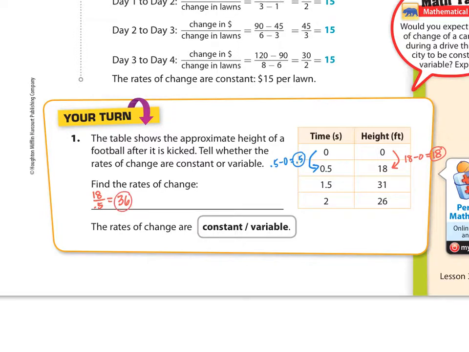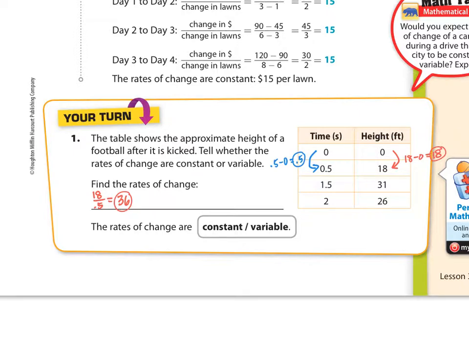Okay, so when it changes from 0 seconds to 0.5 seconds and the height changes from 0 to 18 feet, the rate of change is 36. Really what that means is it's changing at 36 feet in 1 second, because it's only 18 feet in half of a second.